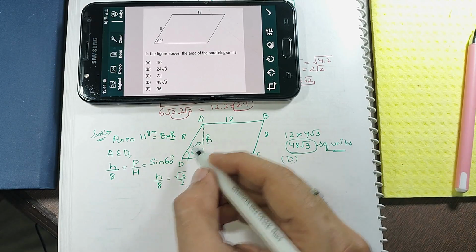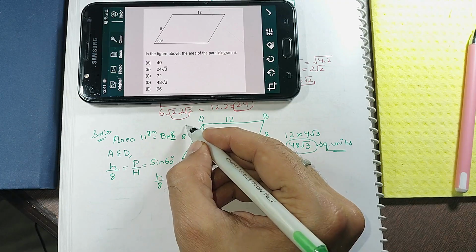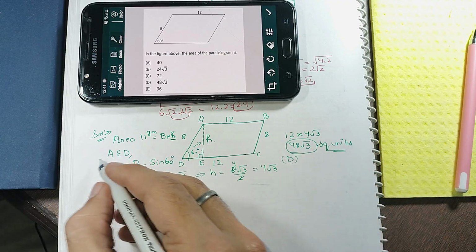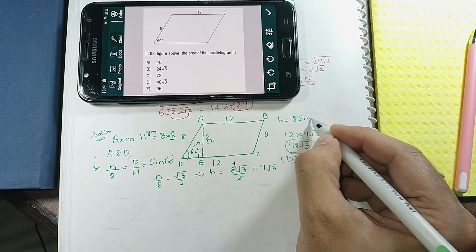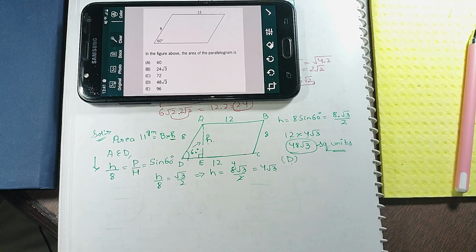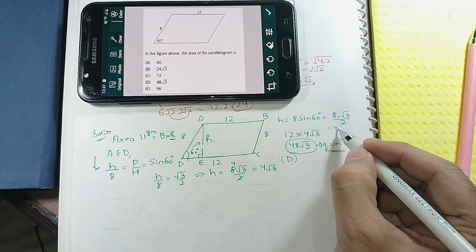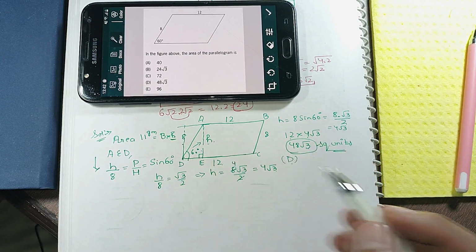Or we can simply do it this way. AD is 8, so this is 8 cos 60 and this height will be 8 sin 60. So without calculating this, we can simply write that height is equal to 8 sin 60 degrees. In that case, this will be 8 times root 3 by 2, as you have studied in your physics also. So this will be 4 root 3. So this will be the height. This height multiplied by the base 12 will be the area.